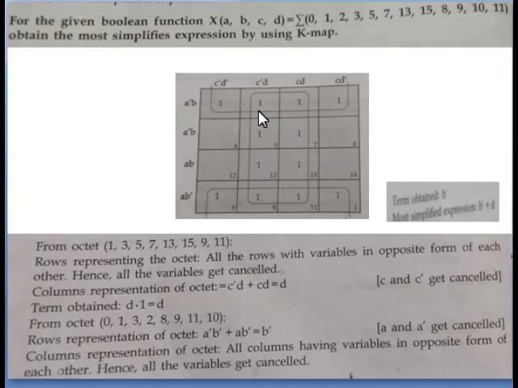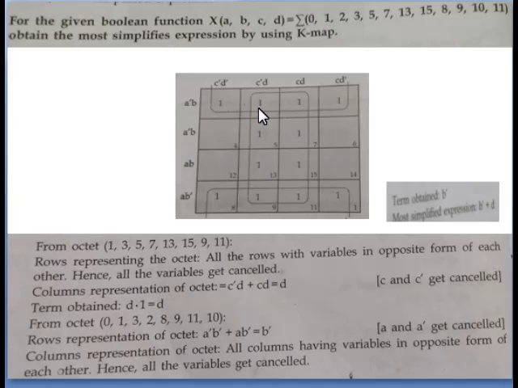So if you take the first octet, in the rows, all the 4 rows, all the variables are opposite to each other, so they get cancelled. So from the rows we will get 1. And from the column, C dash and C are opposite to each other, so they get cancelled. So we only get the variable D. So the term obtained from the first octet is D into 1 equal to D.